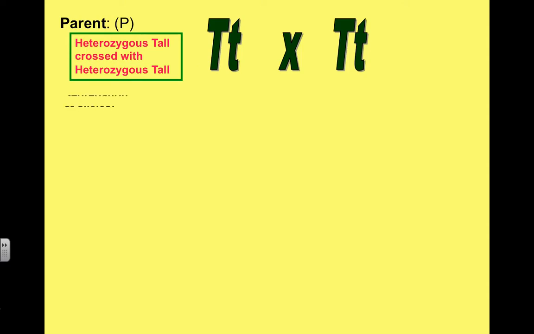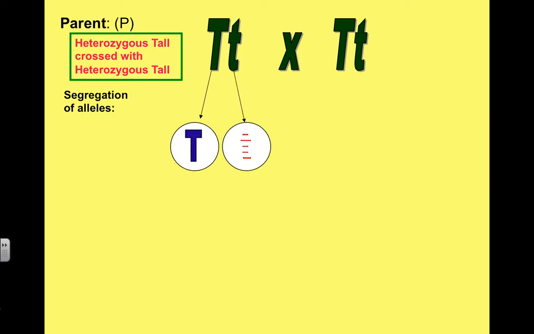Okay, step number 2, we have to do segregation. Segregation is simply going to look like this. We're going to separate our letters apart from one another. So I'm going to take that T and separate it away from the other T. And you'll notice I'm going to color code these so you can tell what we're going to be doing with the letters from here on out.